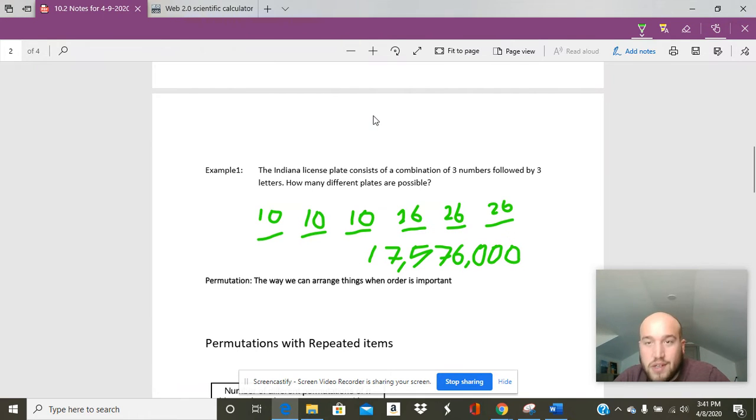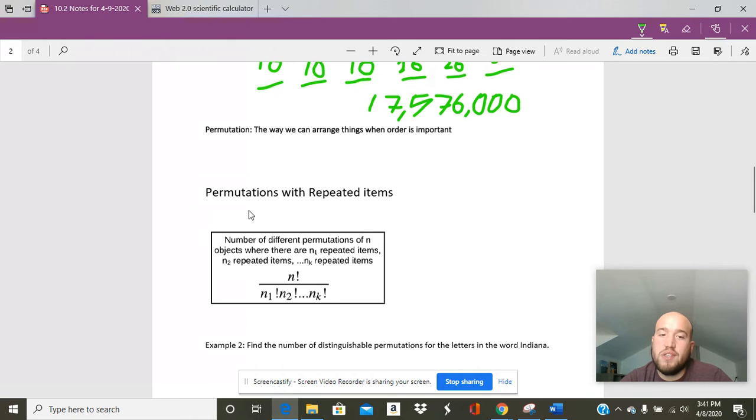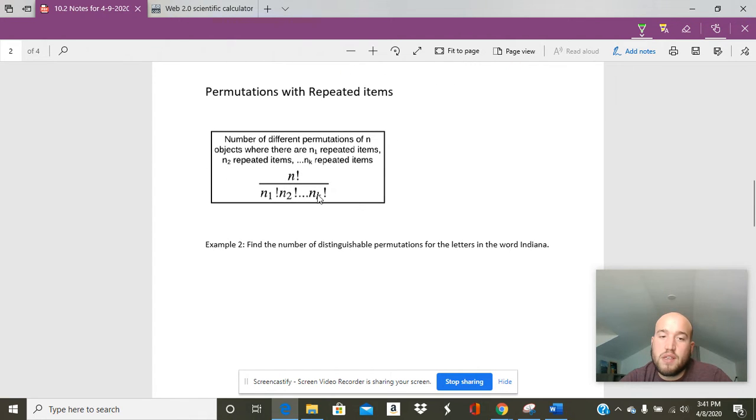We had talked about that yesterday. Lots of you did really good on that on the review. Okay, so now, permutation. This is when we arrange things and order is important. So it's what we talked about yesterday. Remember, permutations with repeated items. Okay, this is basically the same formula. I think yesterday maybe instead of the word different, it said distinguishable.